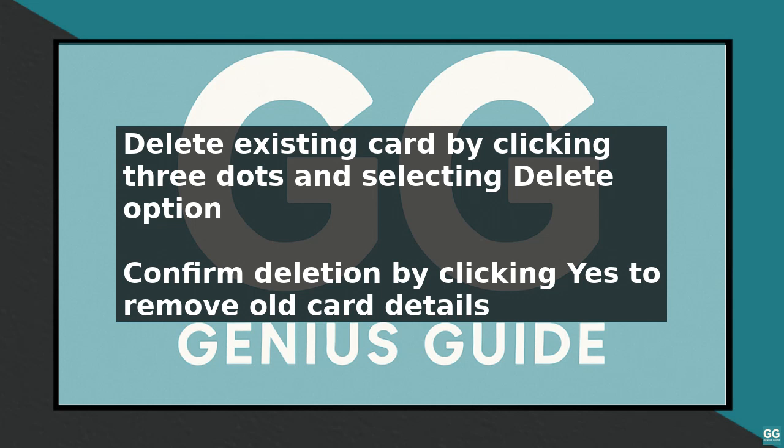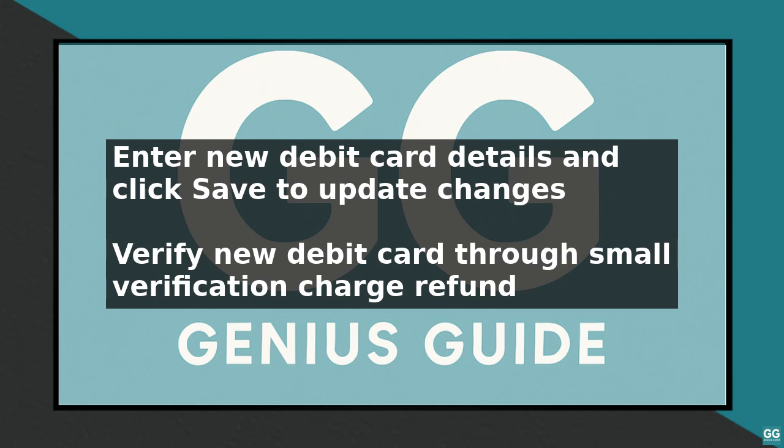Square may verify the new debit card by sending a small verification charge to the card. This charge will be refunded immediately. Once the new debit card is verified, it will be updated as the default payment method for your Square account. You can confirm this by checking the Payment Methods section again.